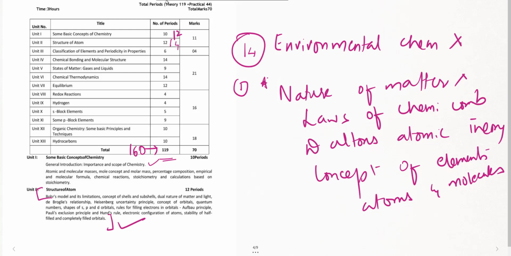When I take the next topic, just see here. Your third unit is classification of elements and periodicity in properties. So in classification of elements and periodicity, everything is there. There is no deletion. Now in chemical bonding also, all the topics are there.